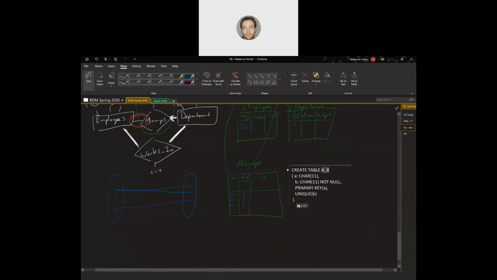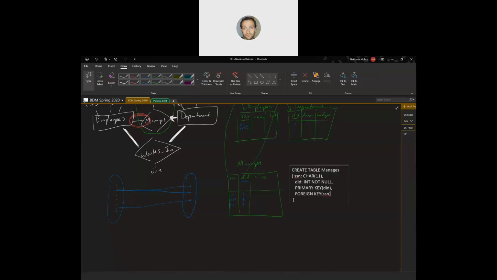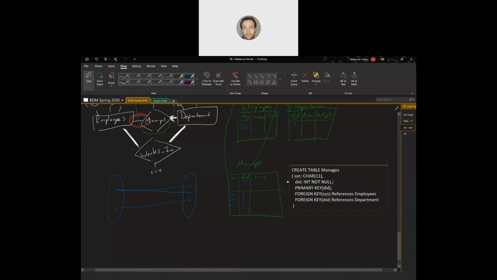We're going to have a table manages with SSN, DID, and an int since, primary key DID, and we would have foreign key SSN references employees and foreign key DID references department. And since.